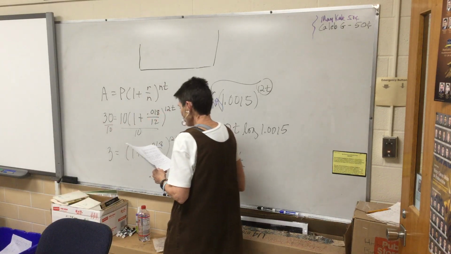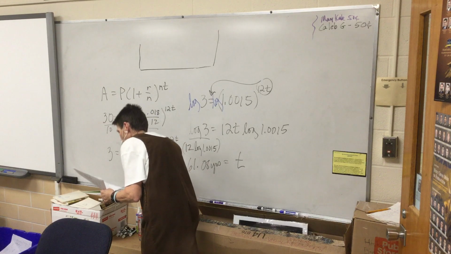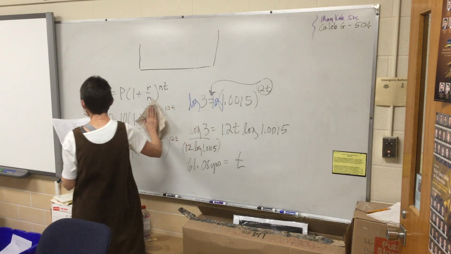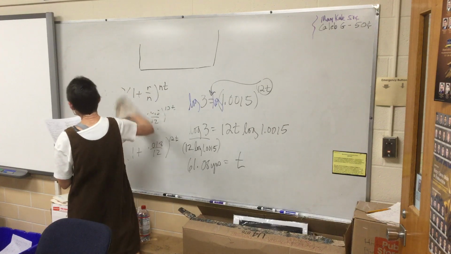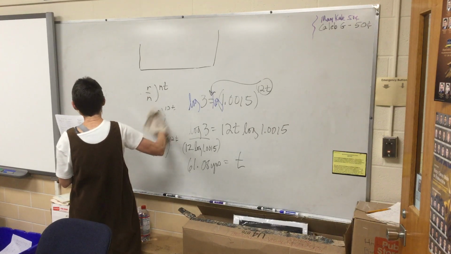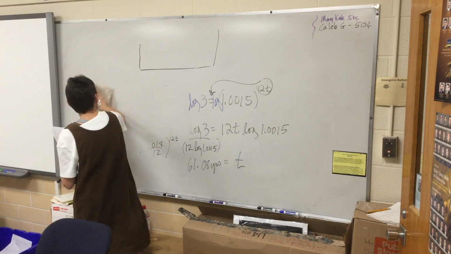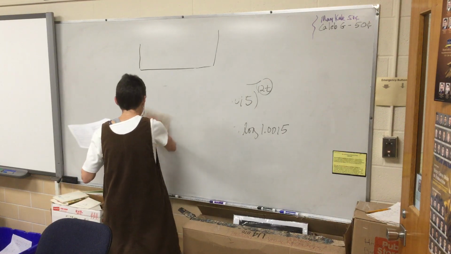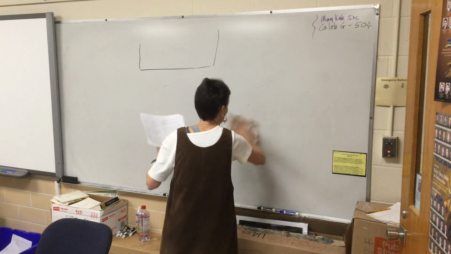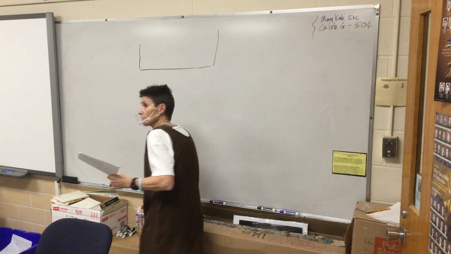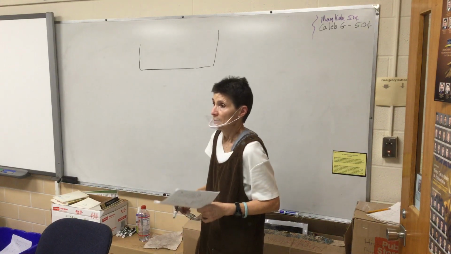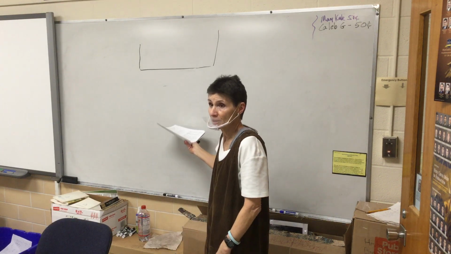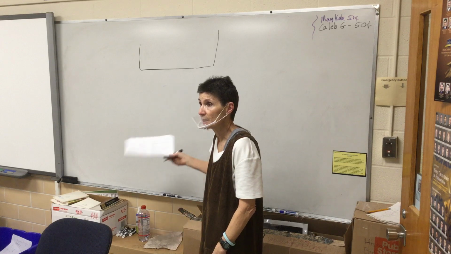Find the interest rate required to grow $1,234 into $2,345 in 10 years if interest is compounded quarterly. Okay, what do you think? Which formula? Unfortunately, the one I just erased, right? Compounded quarterly.